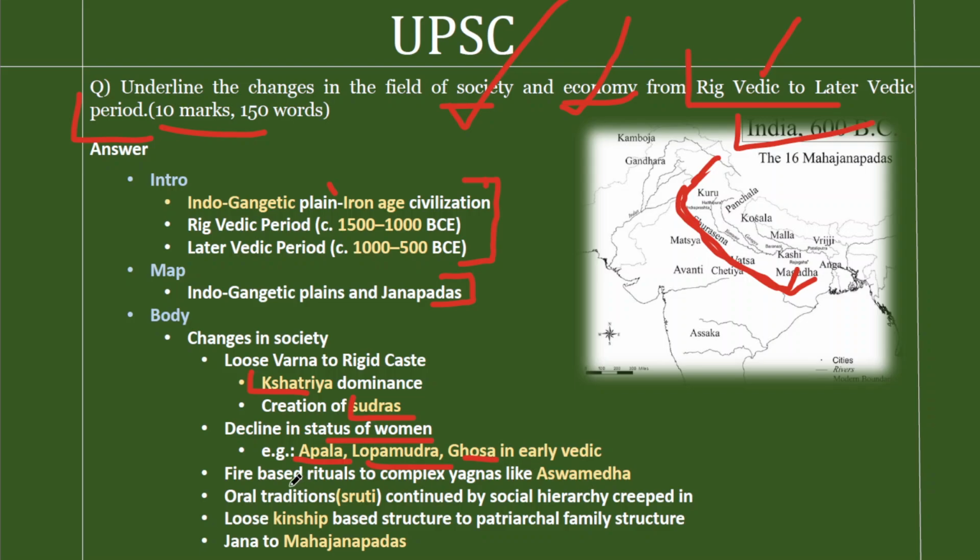In the early Vedic period, the emphasis was more on fire-based rituals, whereas in the later Vedic period, you can see more complex yajnas, like for example, the Ashwamedha. Whatever I have marked in yellow shade are important keywords that should be used as value additions for this particular answer.